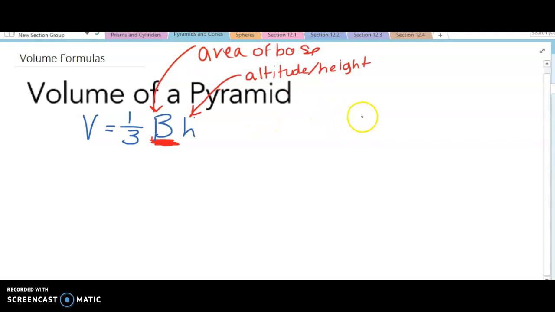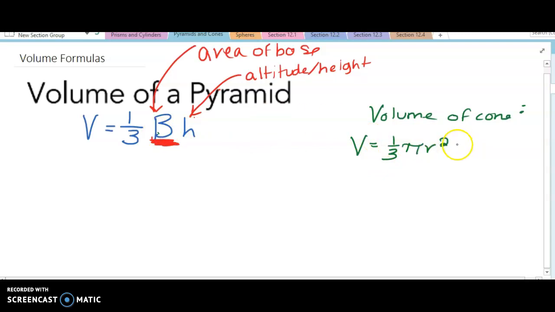Okay. Now, if we go into a cone, the volume of a cone, okay, well, the cone is just basically a pyramid with a circular base. So the volume is just going to be 1/3. We know the base is always going to be pi r squared times h. Okay, so all we did is substitute pi r squared in for the area of our base.